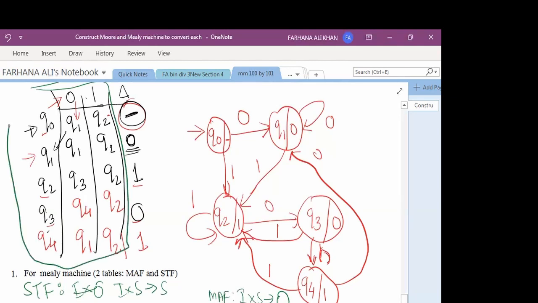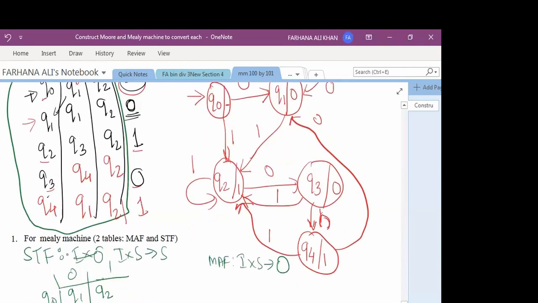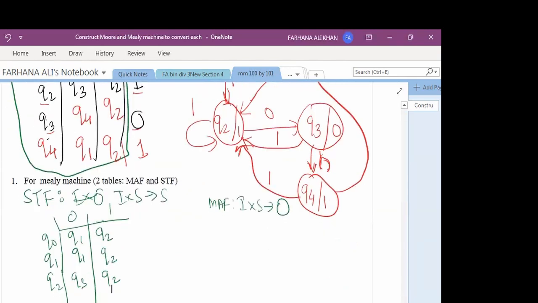So this table is going to be copied. This first portion will be copied here. Q0 on 0 is going to Q1 and on 1 it is going to Q2. Q1 on 0 is going to Q1 and on 1 it is going to Q2. Q2 on 0 is going to Q3, on 1 is going to Q2. Q3 on 0 is going to Q4 and on 1 is going to Q2. Q4 on 0 is going to Q1 and on 1 it is going to Q2.